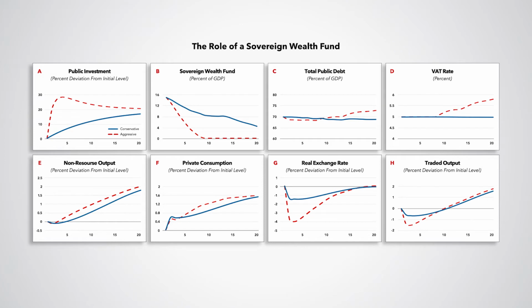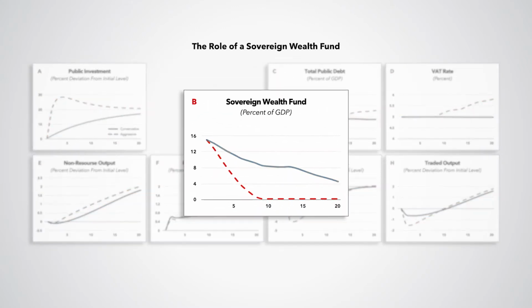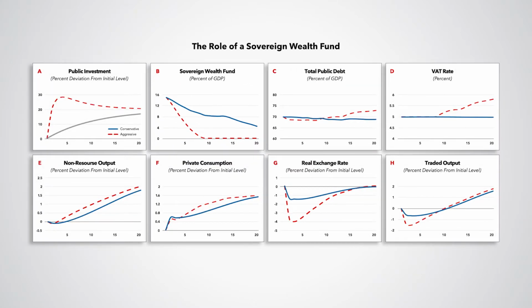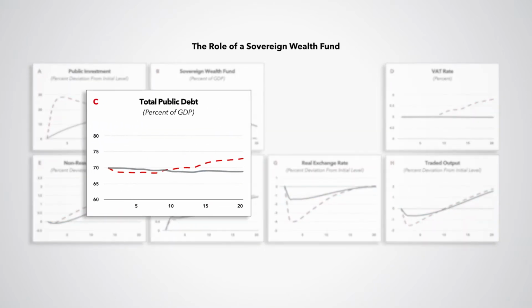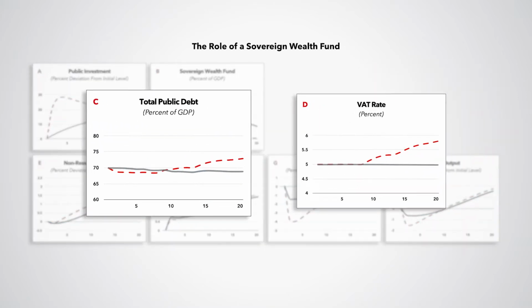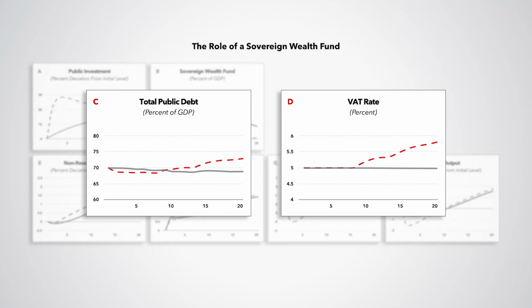Instead, when adopting an aggressive investment approach, the government needs to implement a fiscal adjustment at some point and accumulate debt, which may lead to undesirable debt dynamics. Under the aggressive approach, the government runs out of savings at year 9. See the red line in panel B. Then it follows that to maintain the aggressive investment plan, it needs to issue new debt, panel C, and increase the tax rate, panel D, at some point.